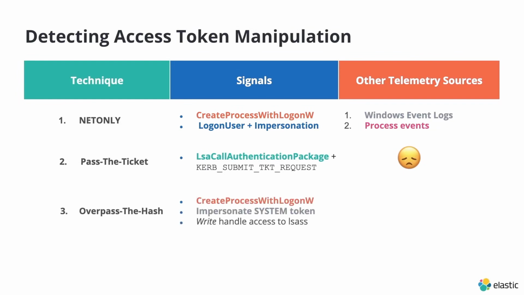For the last example, I'd overpass the hash. Again, this had that create process with logon, netonly gadget. We also had debug privilege and impersonate system token. Debug privilege is very noisy in my opinion, so I've ignored that, and we're going to focus on impersonating a system token, which is a definitive escalation of privilege, right? You're going from high to system. Likewise, you can look for right-handle access, but this is kind of a traditional known technique, and this wasn't really the focus of my research.